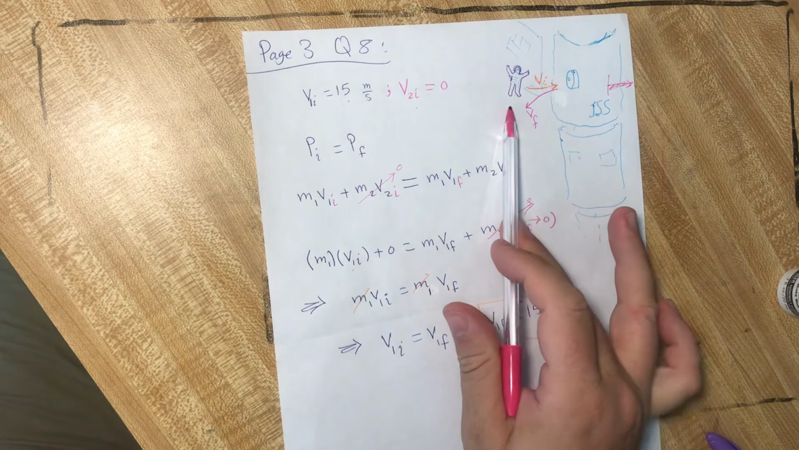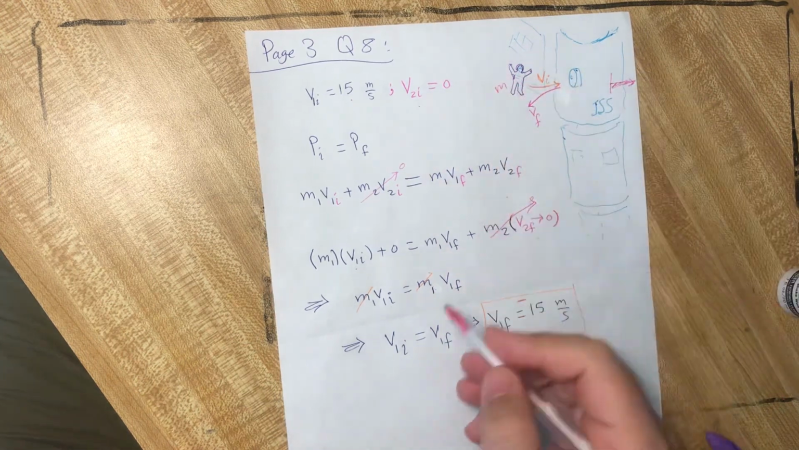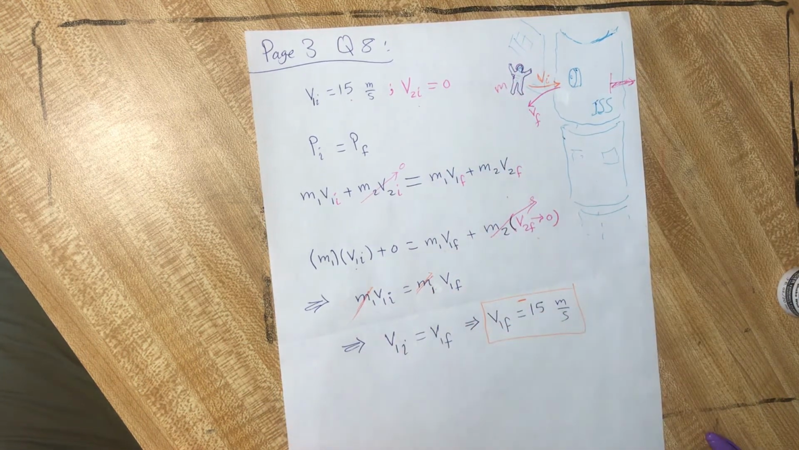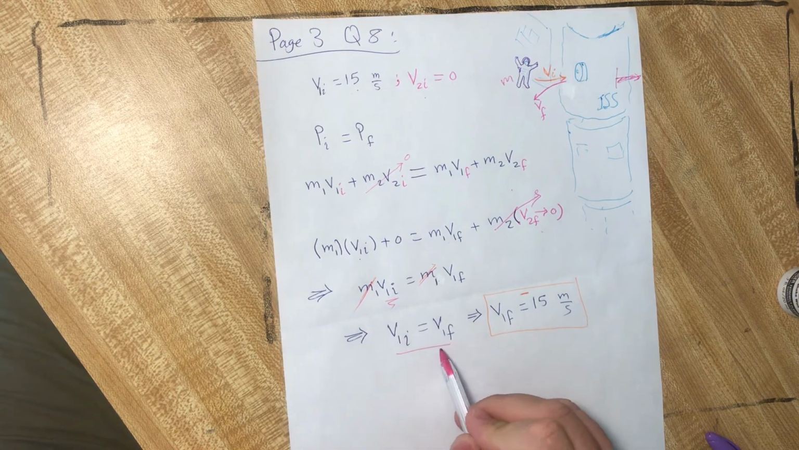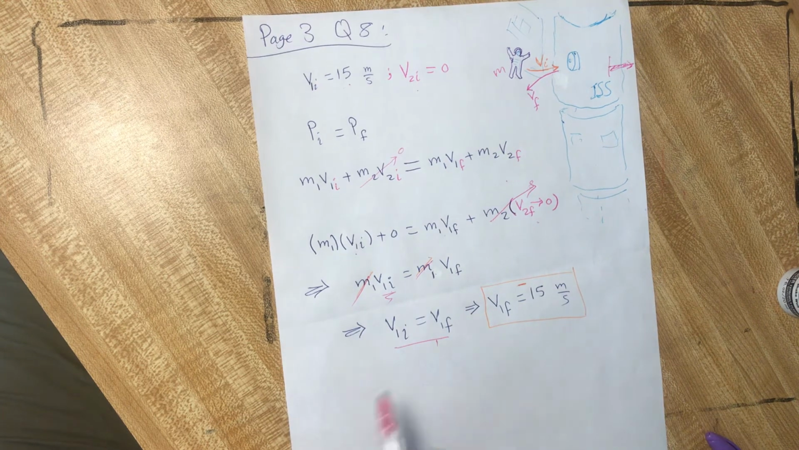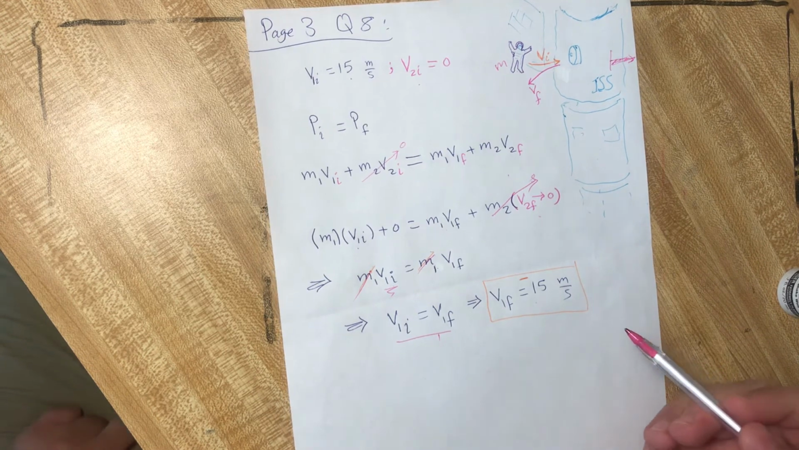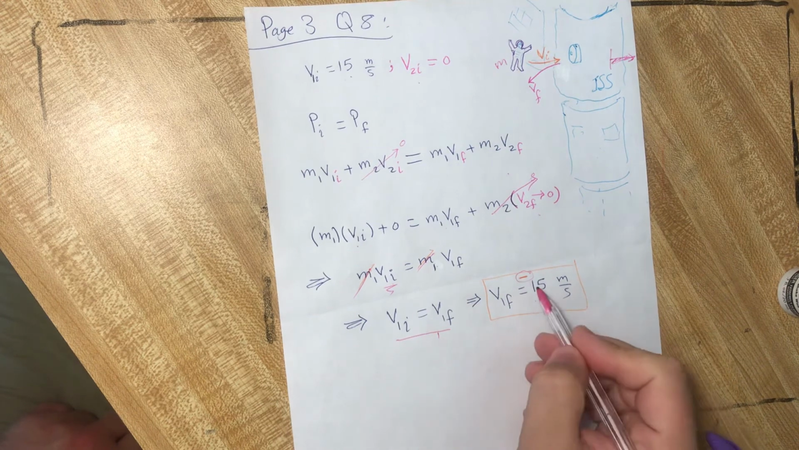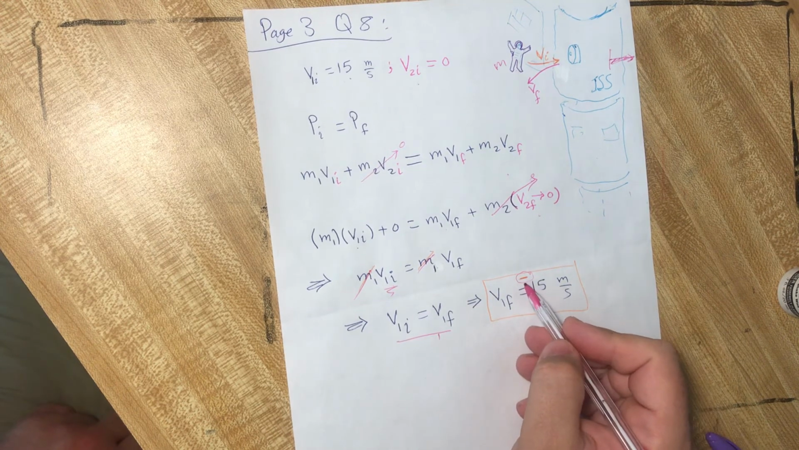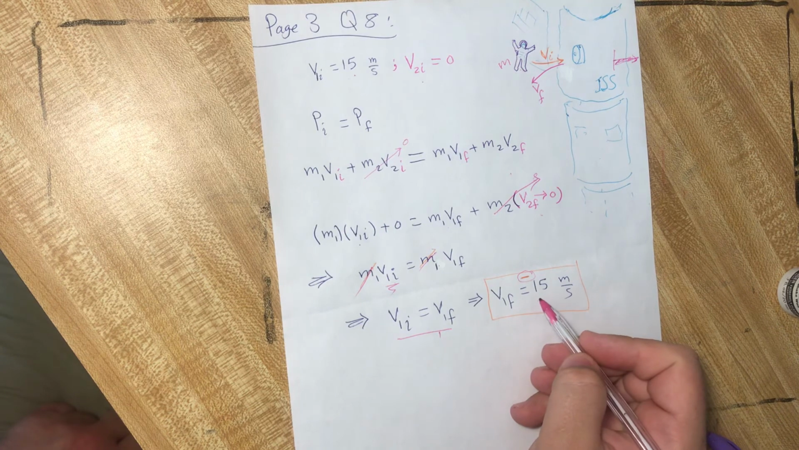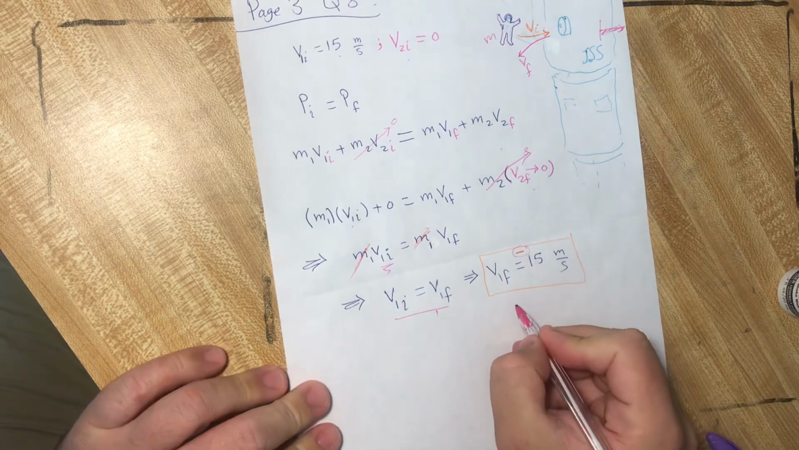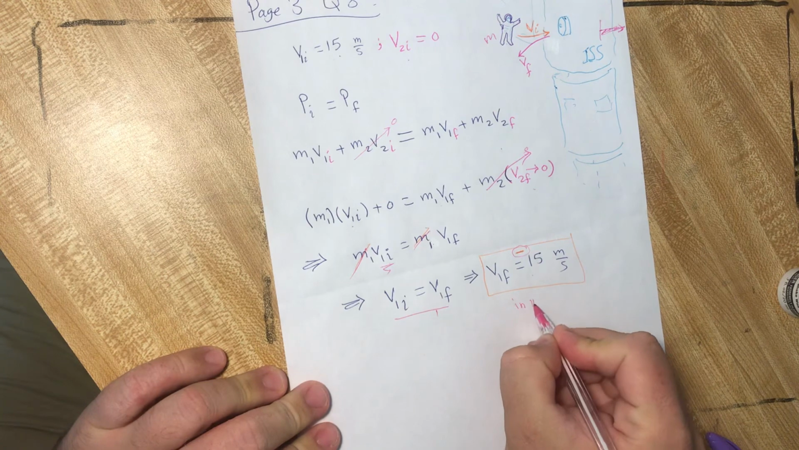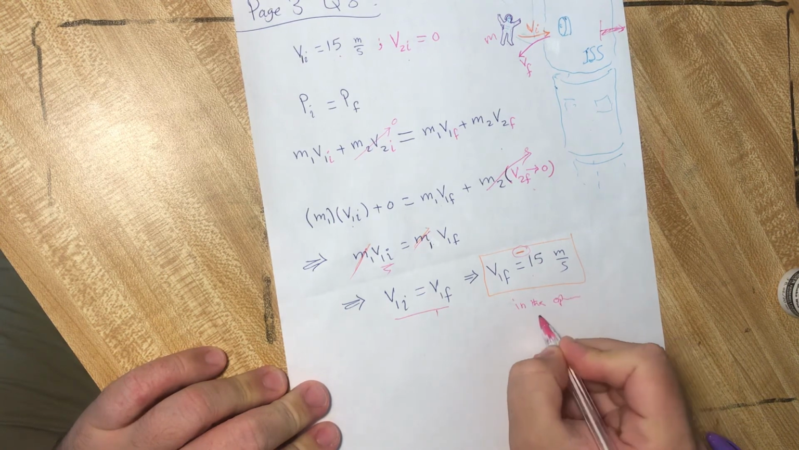We don't know the mass of the astronaut. We don't need it because we can cancel it from both sides. We know the initial velocity. It will be equal to the final velocity in magnitude, which is 15 meters per second. But in physics, we know that his velocity will be in the opposite direction. So we can put a minus sign in the final answer, or we can write in the opposite direction.